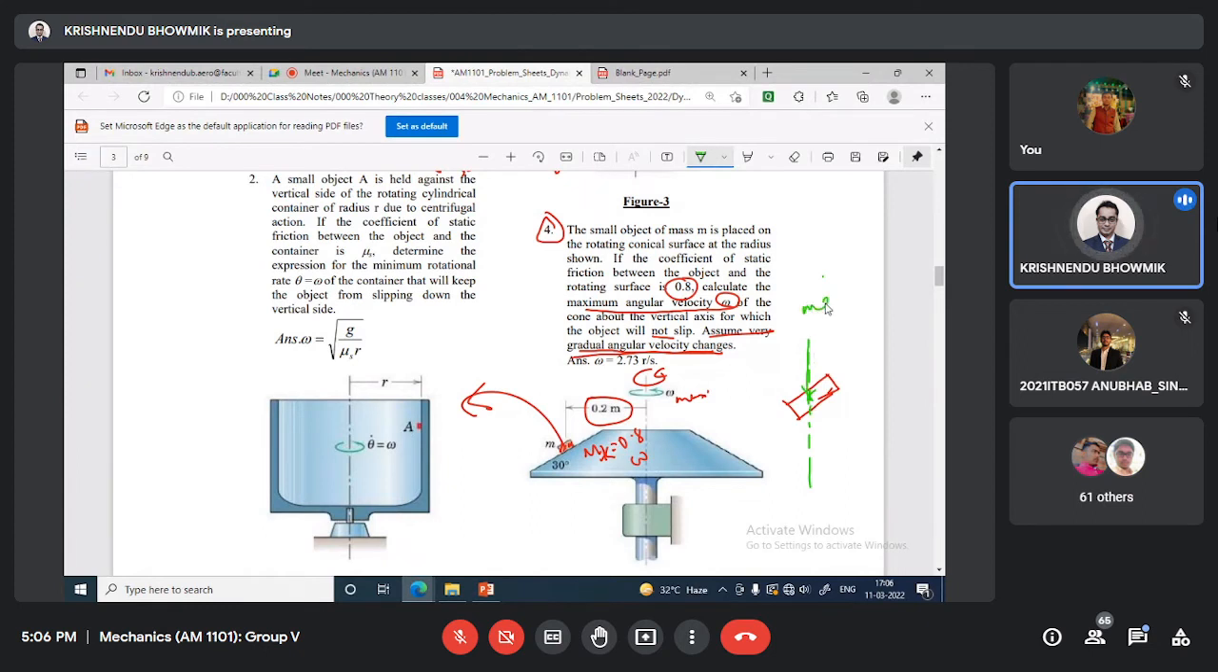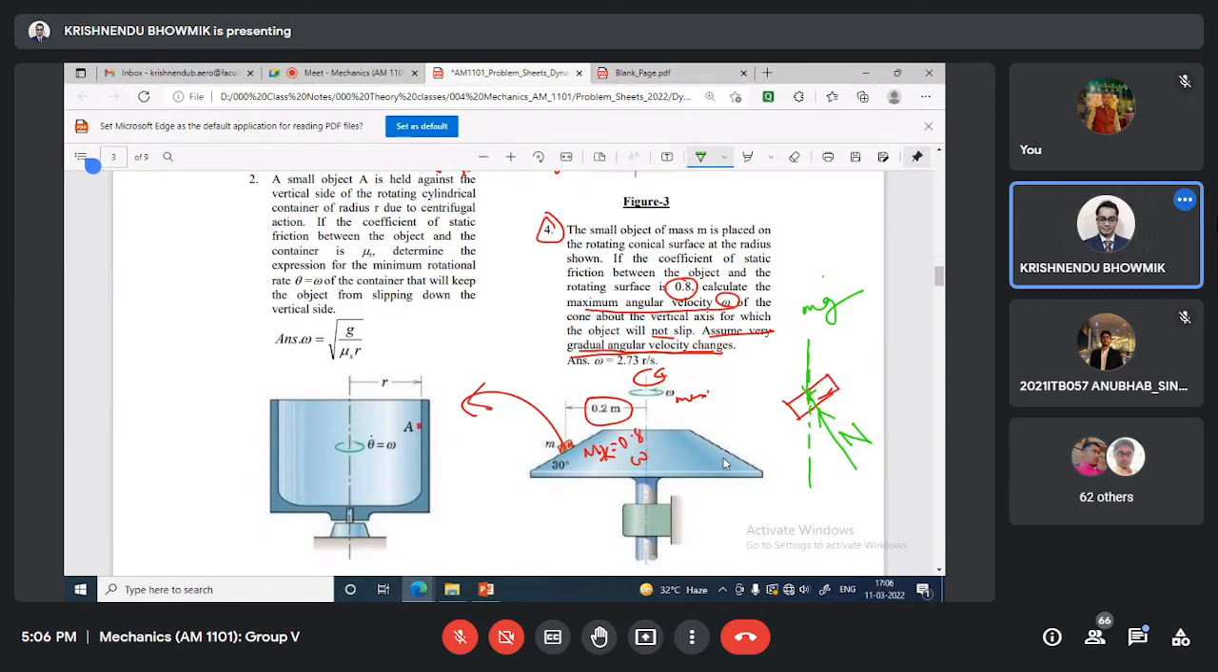This will be the self weight mg. This will be the reaction force N. Now due to this movement, due to this rotation, there will be some centrifugal force involved. And if I write that force, there are two ways I can write, in terms of D'Alembert's principle, or the normal equations of motion.